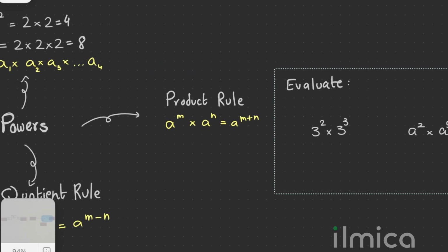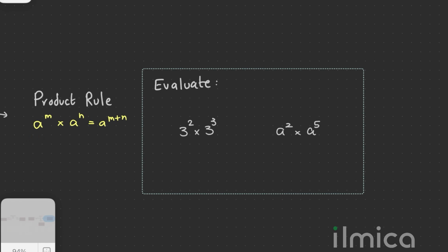So what the product rule tells us is basically that if you have a number with a given power and that number is being multiplied with itself, then you simply have to add the powers together. Let's try out an actual example. So let's say we have 3 raised to the power of 2 multiplied by 3 raised to the power of 3. Notice over here that both numbers have the same number at the bottom, which is 3. The powers, though, are different.